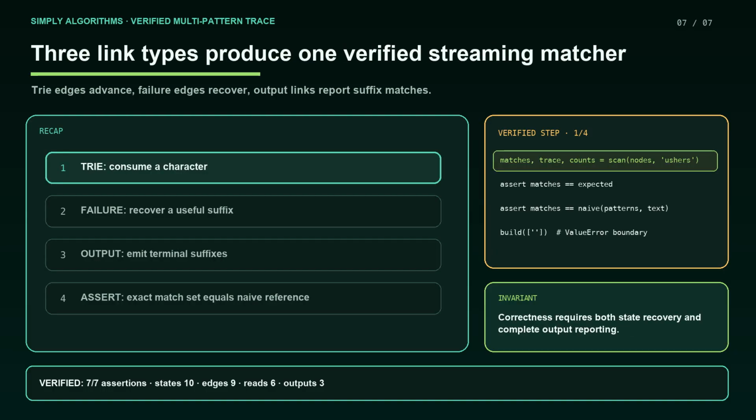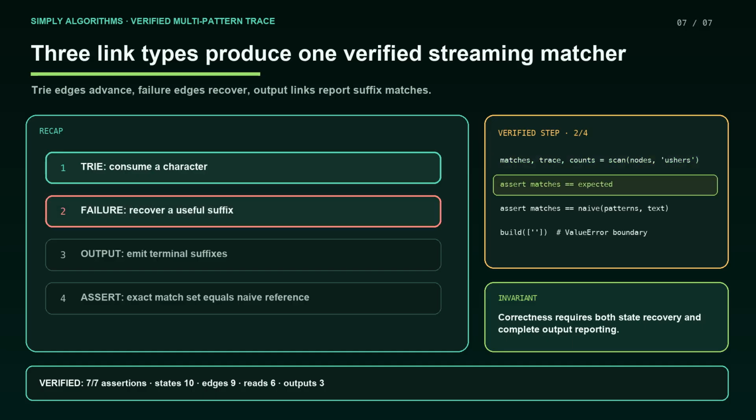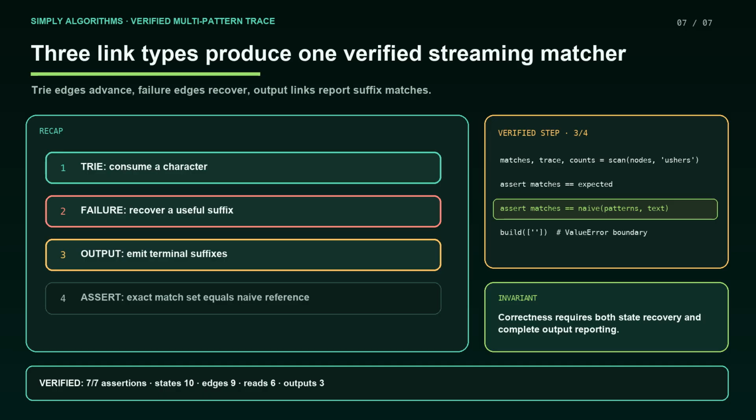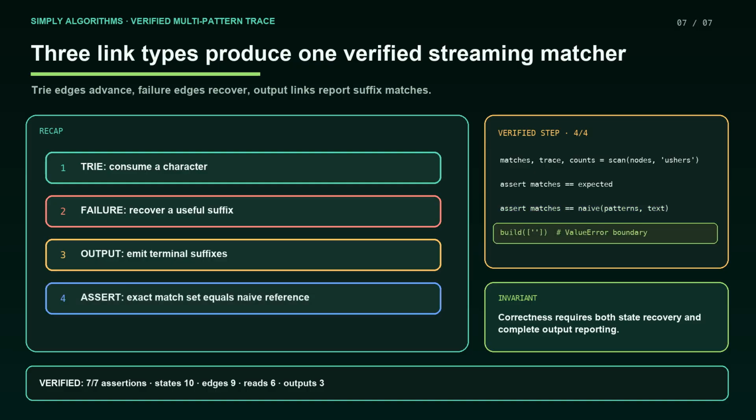The complete mechanism has 3 roles. Tree edges consume matching characters. Failure edges recover the longest useful suffix after a missing edge. Output links report terminal suffixes without consuming anything. Our implementation matches the naive reference exactly and rejects an empty pattern as an explicit boundary. The verified trace reports all 3 overlaps in one left-to-right scan.